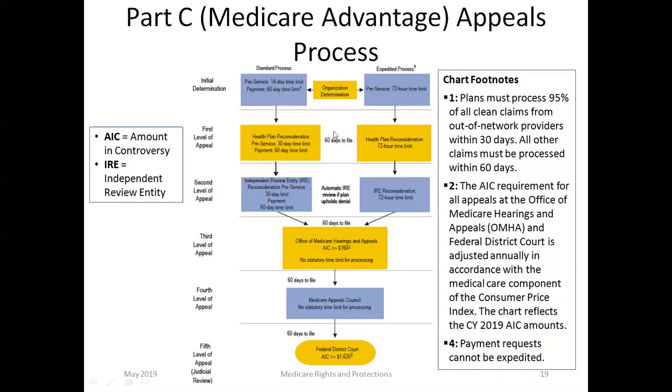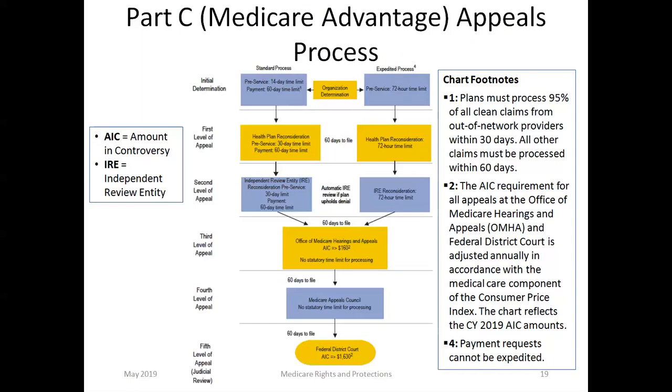After that, if it wasn't in your favor, for the first level of appeal, keep in mind, they have 60 days to file the appeal. The health plan reconsideration has a 30-day time limit. For payment, it's 60 days, and for Part B RX, it's 7 days.